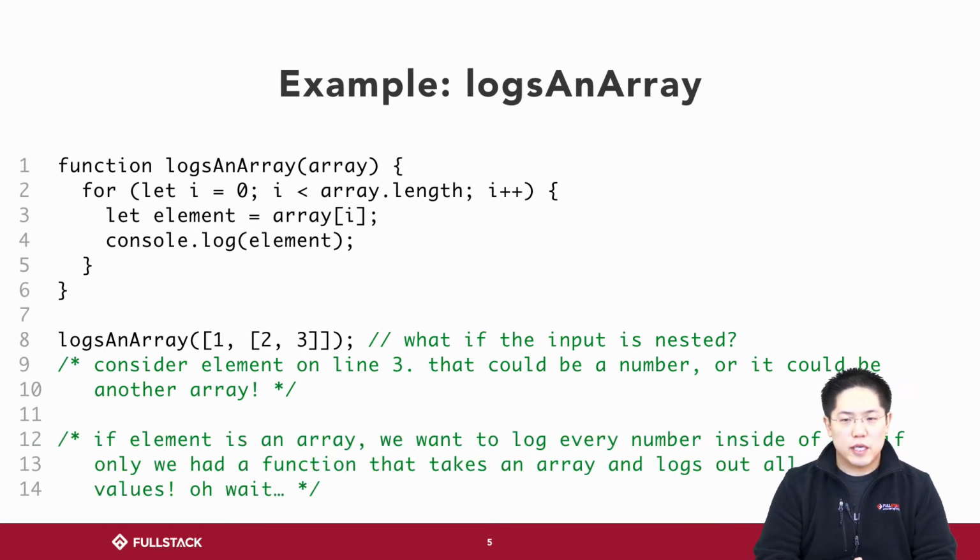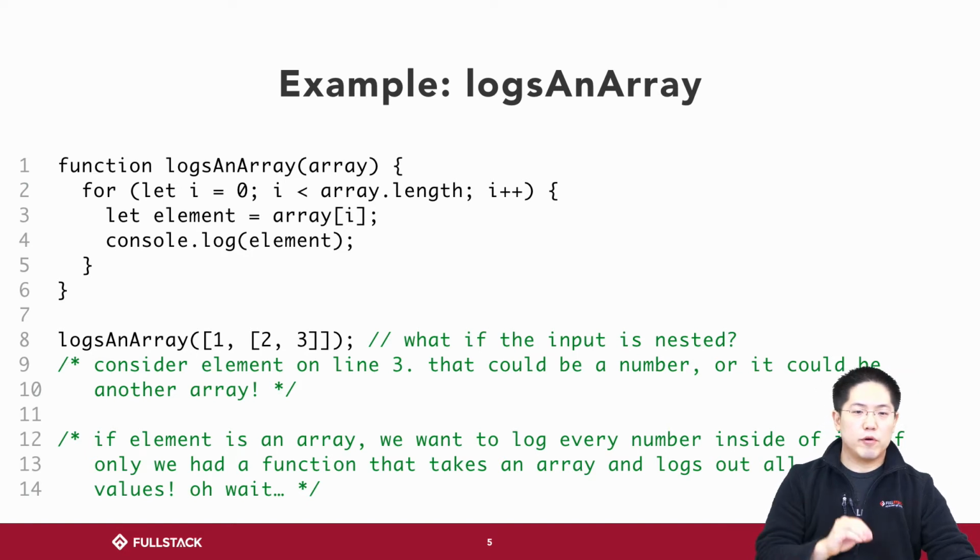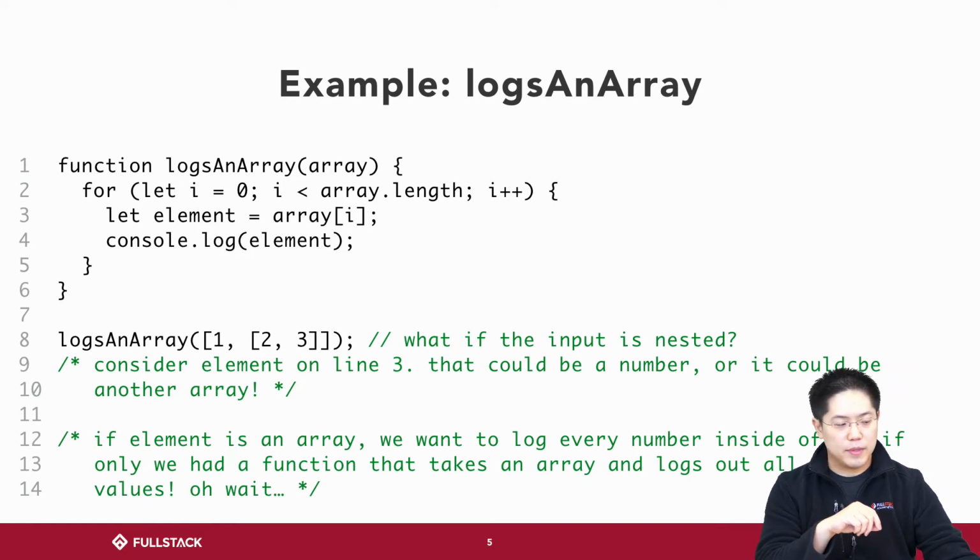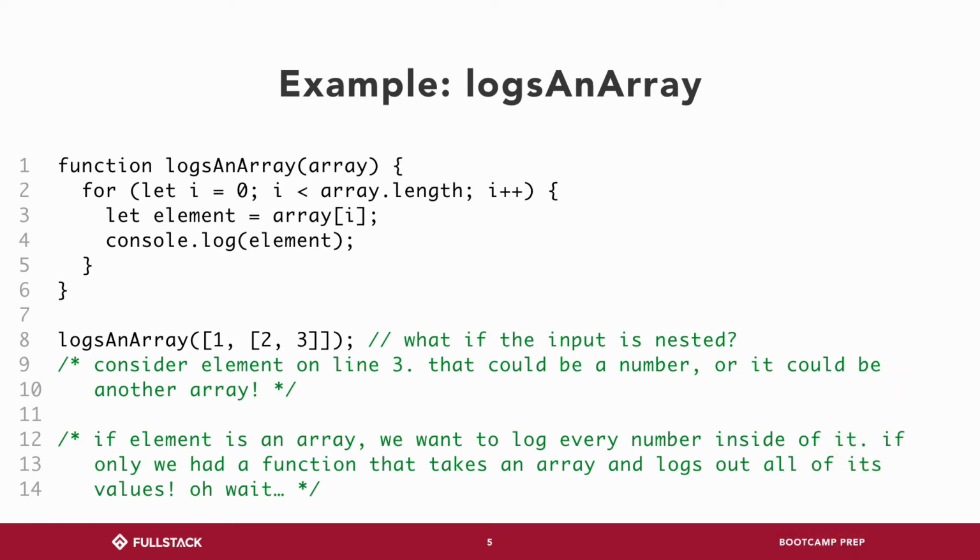So what we have to do is think, if element is an array, we want to log every number inside of that array. Now, here's where we start seeing the beauty of recursion, right? Because we have a problem: we're going through an array and we want to log every element of this array. We just came upon an element that is an array where we also want to log its numbers. The beauty of this is that we already have a function that does that, right? We already have a function that logs out all the numbers of an array.